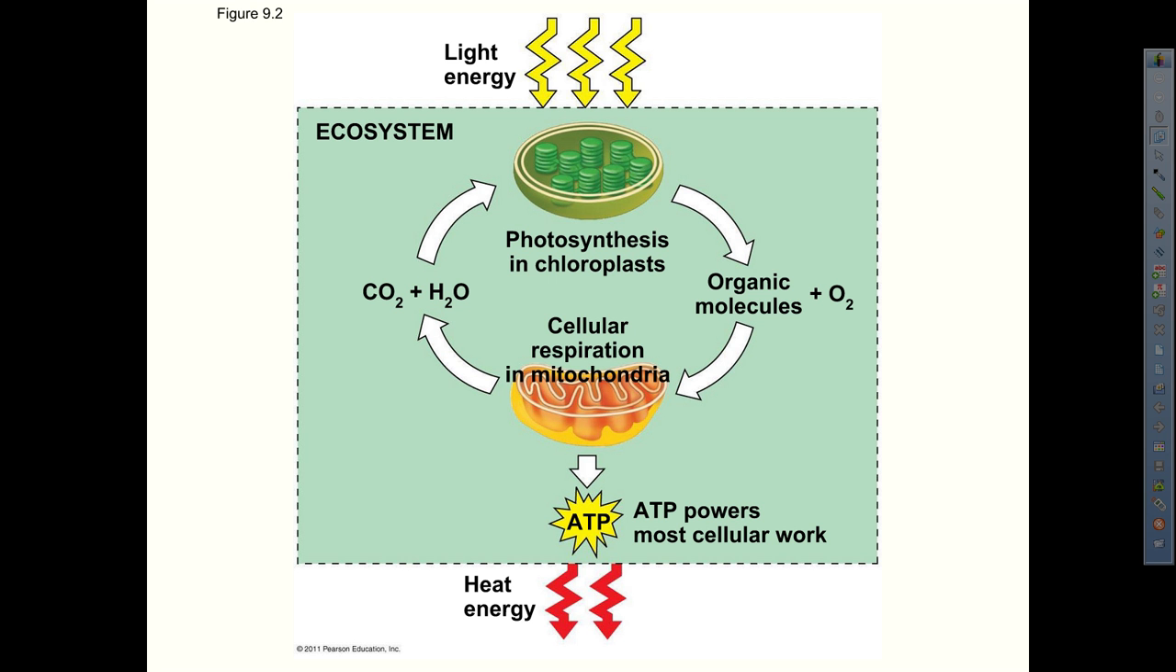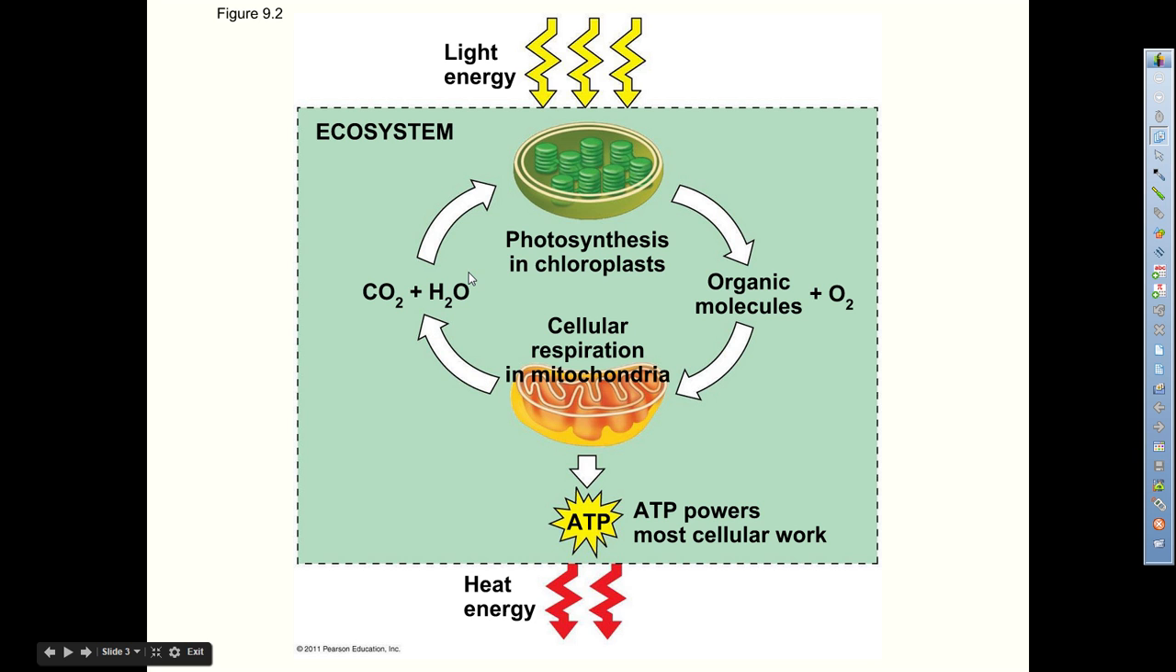This should be somewhat familiar. You've probably seen this one before. We have a chloroplast on top and a mitochondria on the bottom. Remember, all eukaryotic cells have mitochondria. A mitochondria utilizes organic molecules, so food, things that we eat, and oxygen. As a waste product, they produce carbon dioxide and water.